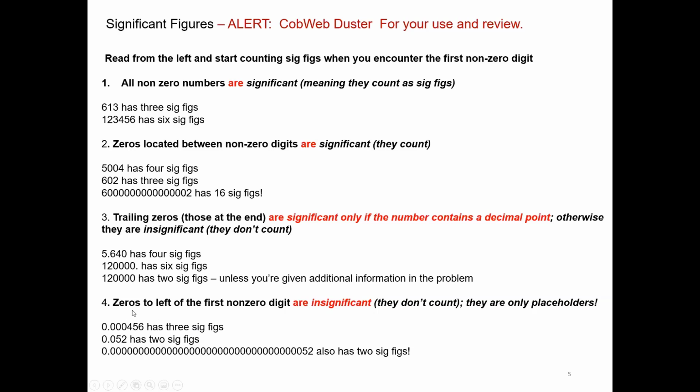Rule number 4, zeros to the left of the first non-zero digit are insignificant. Okay, so they are only placeholders. So for this one, all zeros here have no significance. Their role is only to occupy those places. So they don't count as significant figures. So for this one, we only have 3. And for this one, we have 2. And no matter how many zeros in front, we only have 2 for this one.